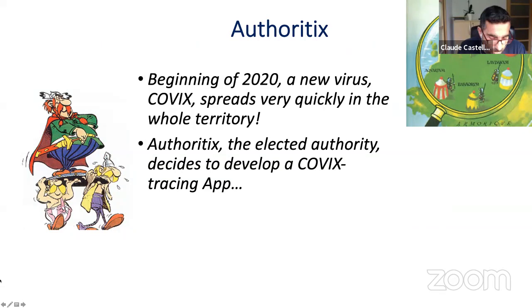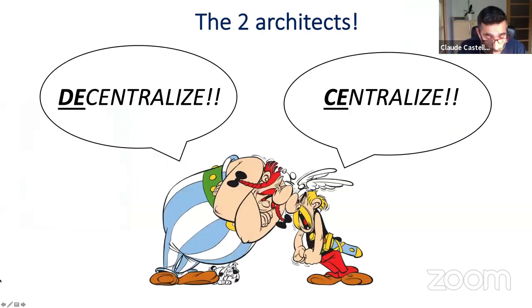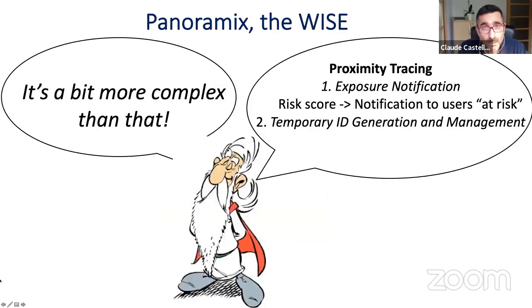So he asked Obelix and Asterix to take care of that. So this Obelix and Asterix are 2 good friends, but sometimes they disagree. And when they disagree, since they are Gallic, they are very loud. So Obelix, the big one, is arguing that the architecture should be decentralized. Asterix, the small one, is arguing that the architecture should be centralized. There is a 3rd guy, which is Panoramix, a wise and old man of the village that understands that actually the situation is a bit more complex than that.